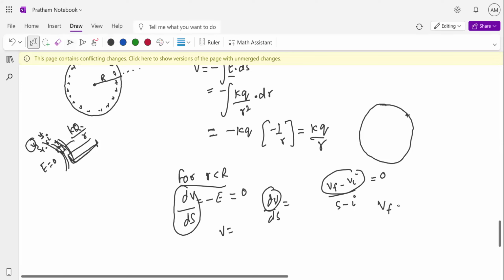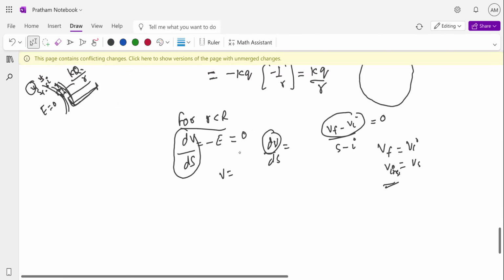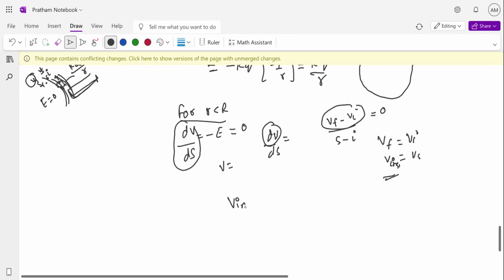Change comes out zero means V final minus V initial is zero. And because I am checking at just the surface and just inside, whatever the value I had at the surface should be equal to the value inside. Let's write inside. So can I say potential at r should be equal to V surface? What is that? kQ divided by R.